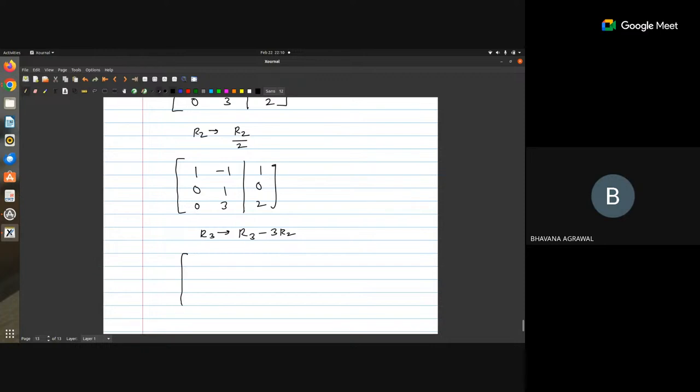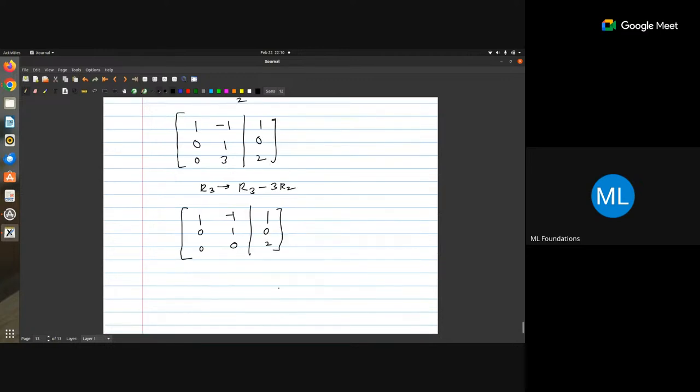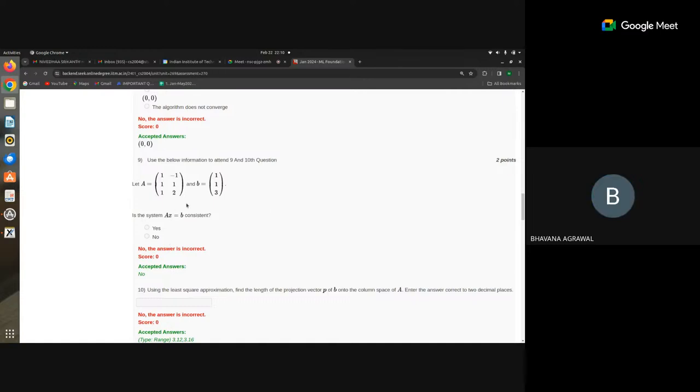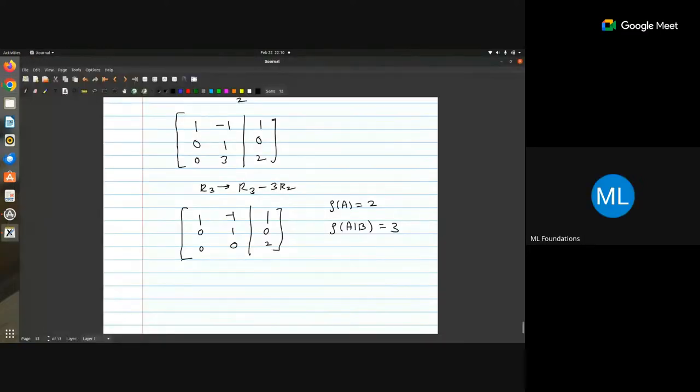Yes. So this will become 1, 0, 0, minus 1, 0, 0, 2. Okay, so you can see, what is the rank of A? 2. What is the rank of A, B? 3. Is it correct? So is this a consistent system of linear equations or inconsistent? So the answer to this is no. Done. It's fine, right? Are you guys able to see this properly?